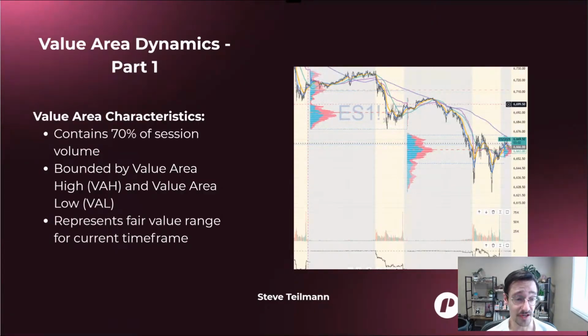Alrighty. So what do we got here? We got the first part of some value area dynamics that I want to talk about. So remember, the value area is what contains 70% of the volume, and on the chart it is defined by this little blue dotted line and this little blue dotted line. You can, of course, change it on your own, but it's important to have these marked because they're going to give us really actionable information.